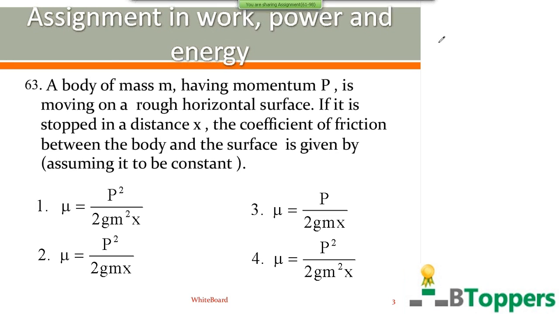That is stopping distance. If a body is given some initial speed u along a rough horizontal surface and left, then the distance traveled by the block before it stops during the retarded motion under the action of friction is given by s equal to u square by 2 mu g. u is the magnitude of initial velocity. That u can be written as p by m.